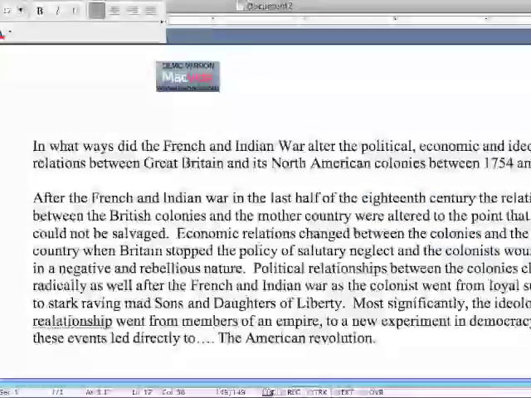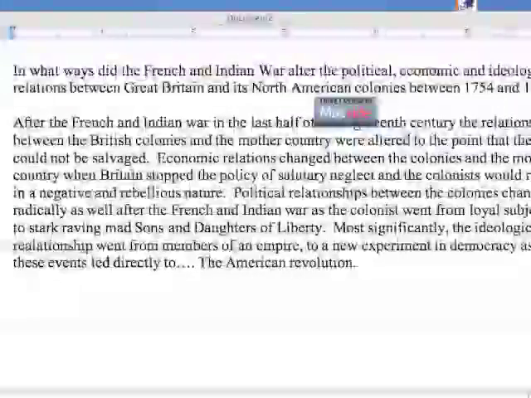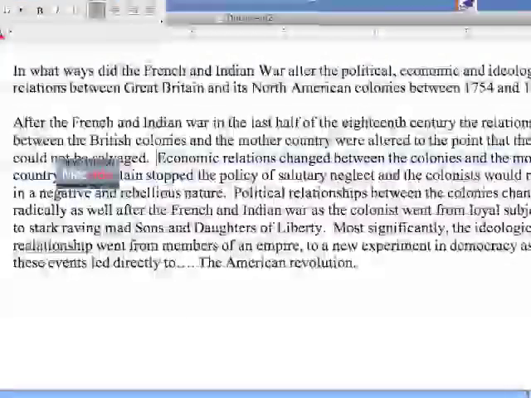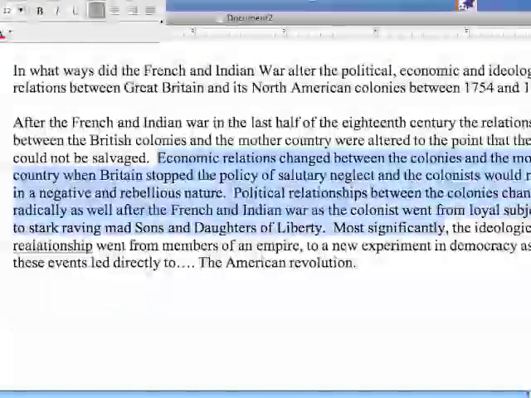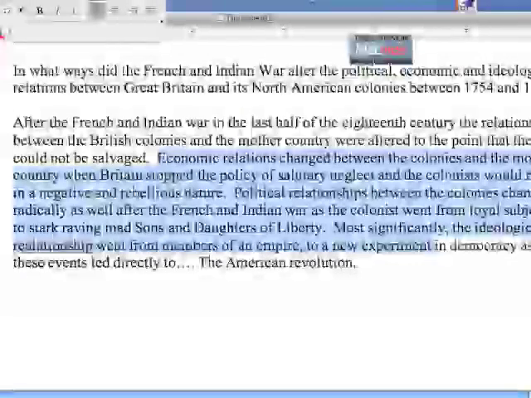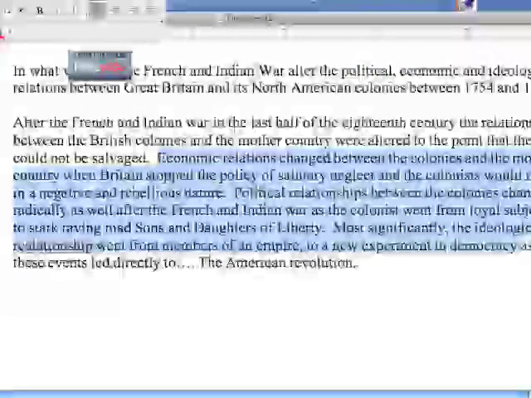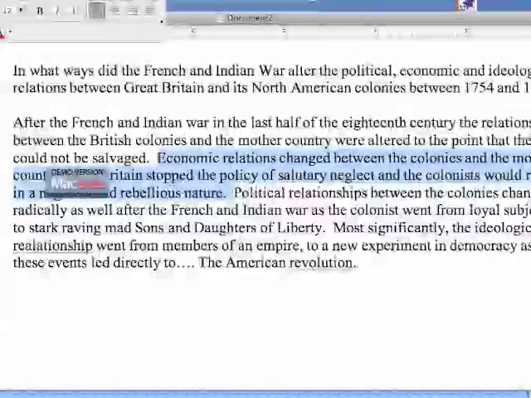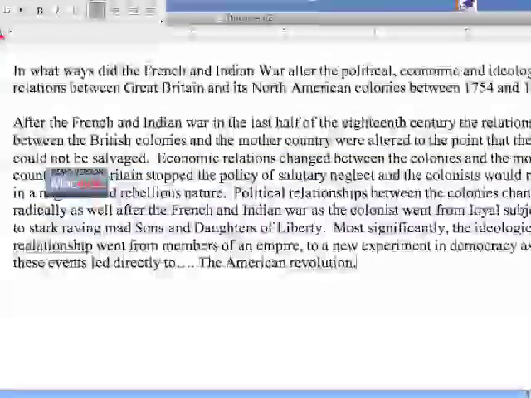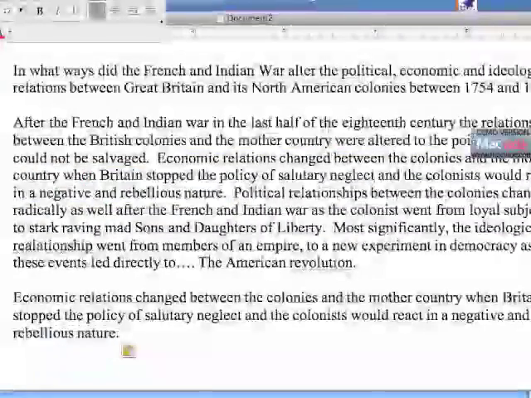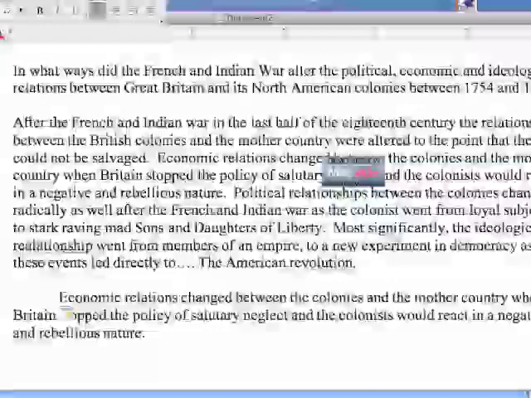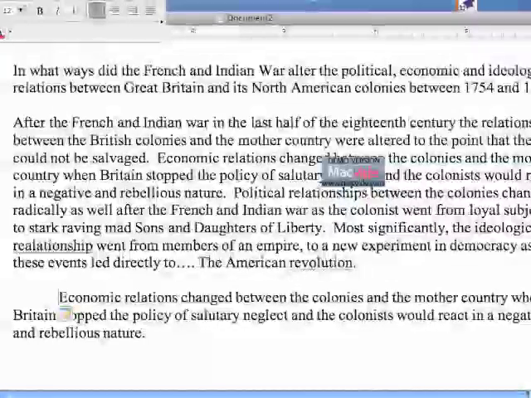I'm ready to go. So now that I've got my introduction, how do I take what I've blueprinted up above, when I said the economic relations changed, political relationships changed, and most significantly the ideological relationship changed, and make sure I follow them throughout my paper? Well, it's simple. I want to take this statement because it's my first part of my blueprint, and I'm going to copy it and come down to my first paragraph, and this could become the first topic sentence of a paragraph. The economic relations changed between the colonies and the mother country when Britain stopped the policy of salutary neglect, and the colonists would react in a negative and rebellious nature.